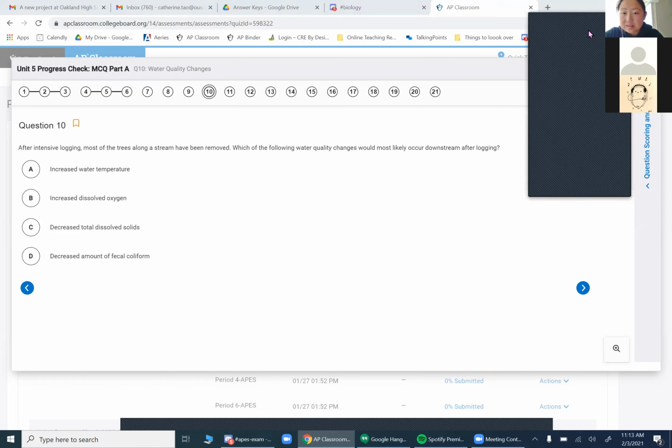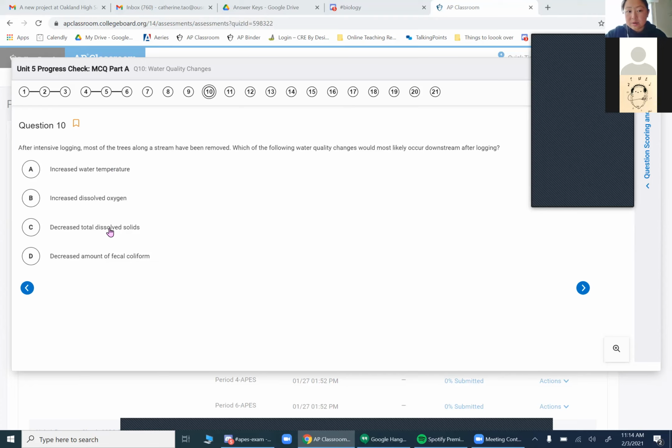Oh, okay, I see. Yeah, but the other options are surrounding erosion. So increased dissolved oxygen wouldn't be the case because with erosion, the more sediment you pump into something, there's less dissolved oxygen. And same with this, there'd be an increase in dissolved solids. So it would be A.